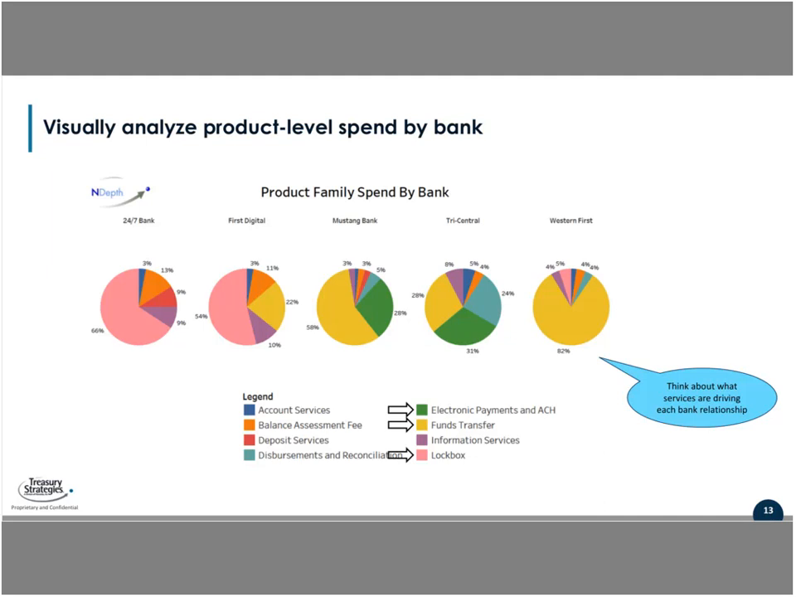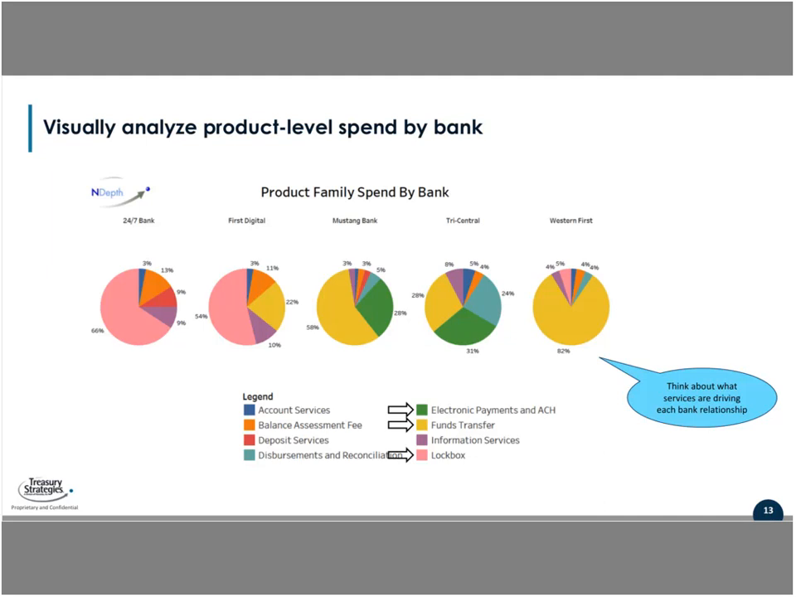And then my other big spend area is lockbox, which is pink on these charts. I have 2 banks where it looks like I'm doing a fair amount of lockbox business, and then the far one on the right at Western First, I have this little teeny tiny slice of lockbox. And once again, now I'm thinking, why do I have that little bit of lockbox hanging out there by itself?